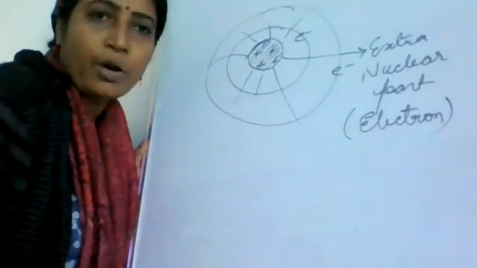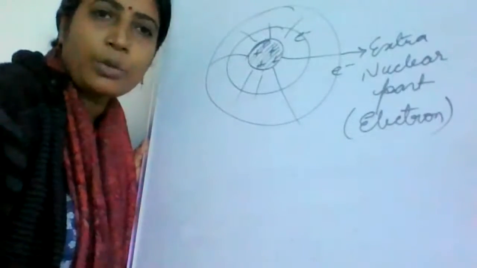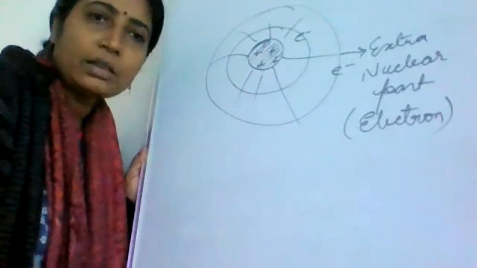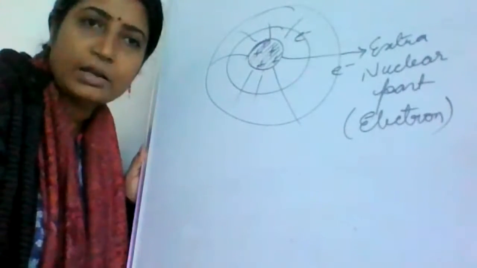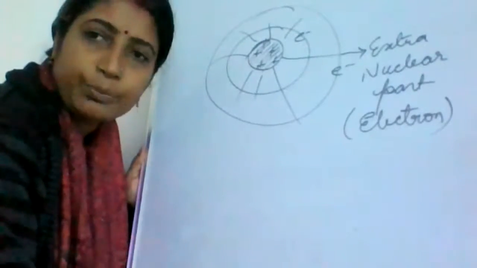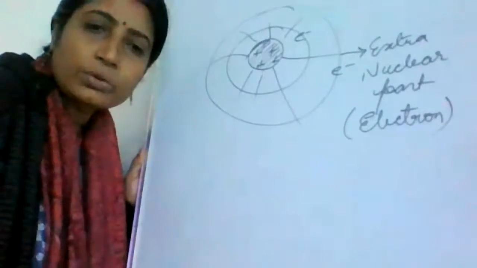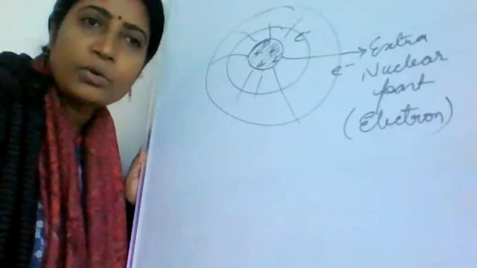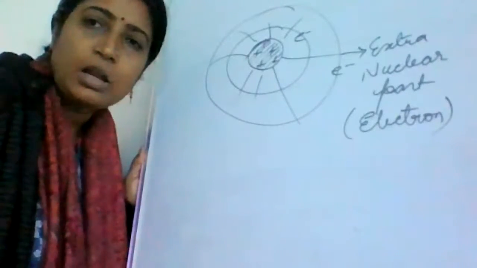When Rutherford performed his alpha particle scattering experiment, till then only two subatomic particles were discovered, that is electron and proton. And they were only responsible for what? The electrical neutrality of the atom. Proton and electron. At that time the neutron had not been discovered. Therefore here we are only discussing the two subatomic particles of the atom, electron and proton.